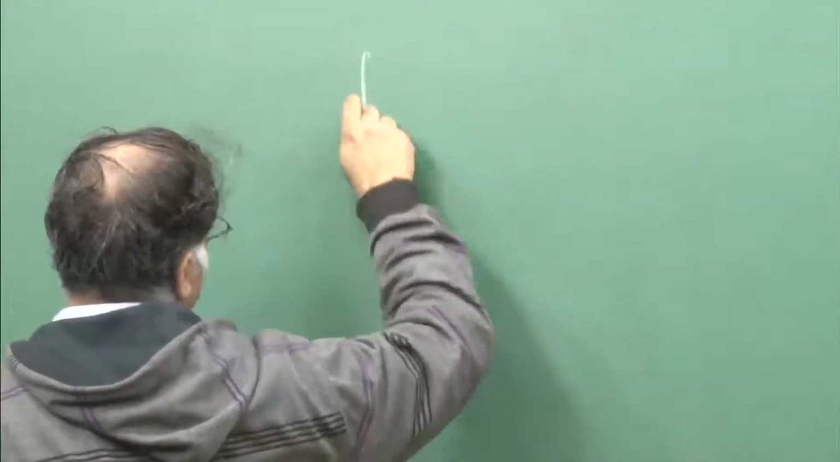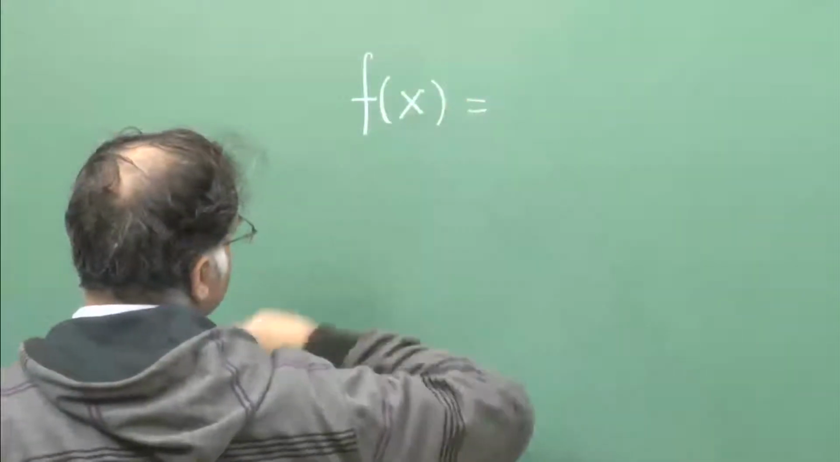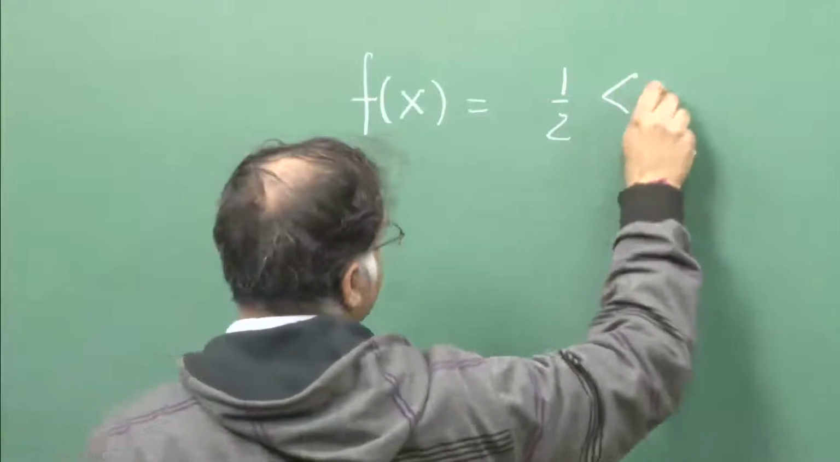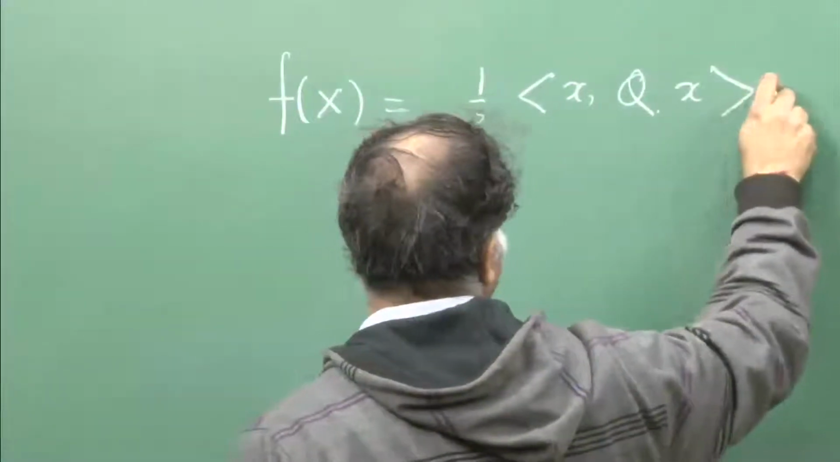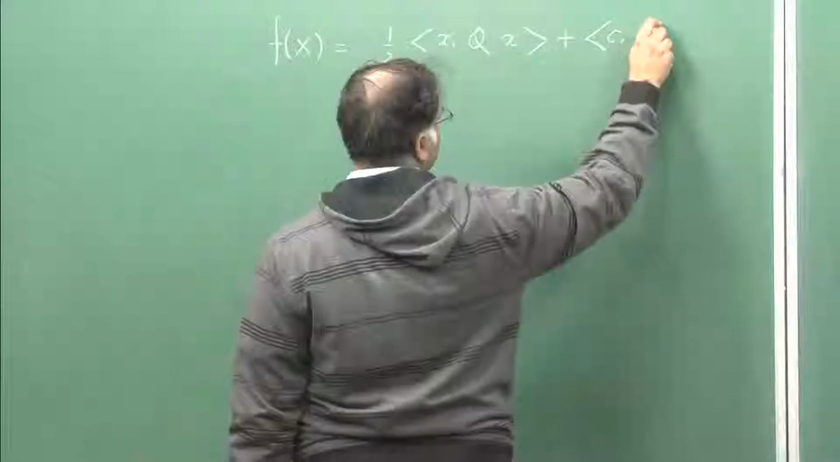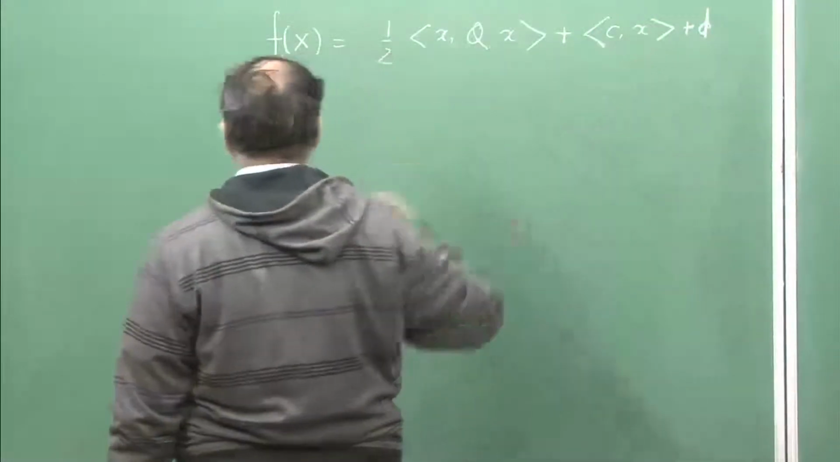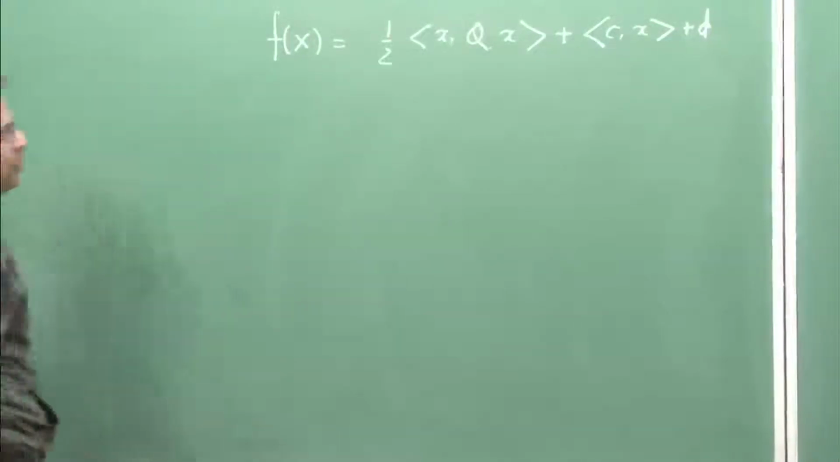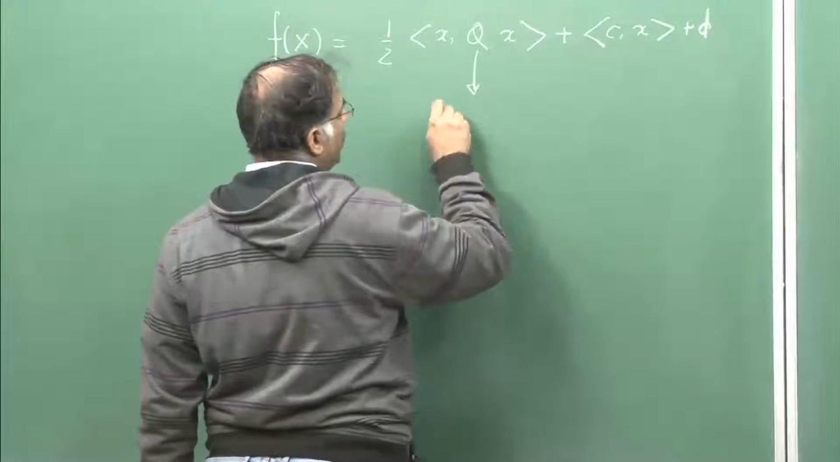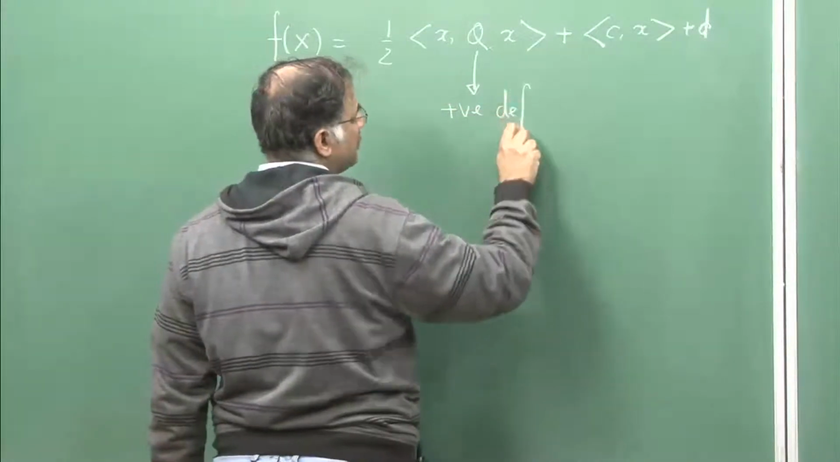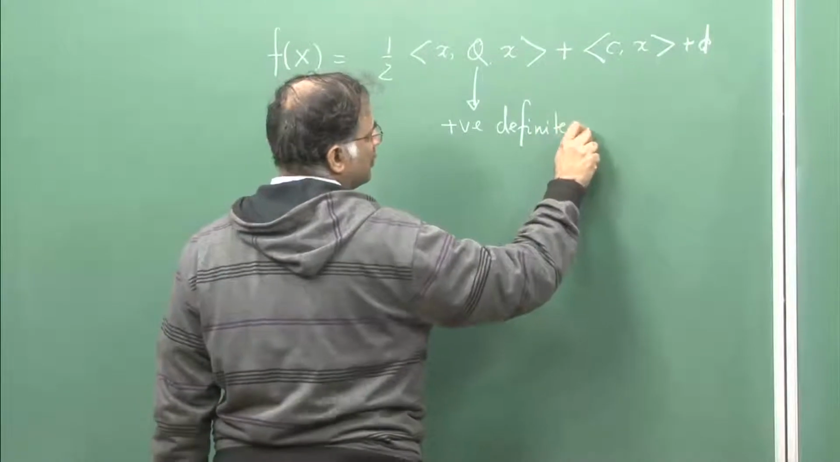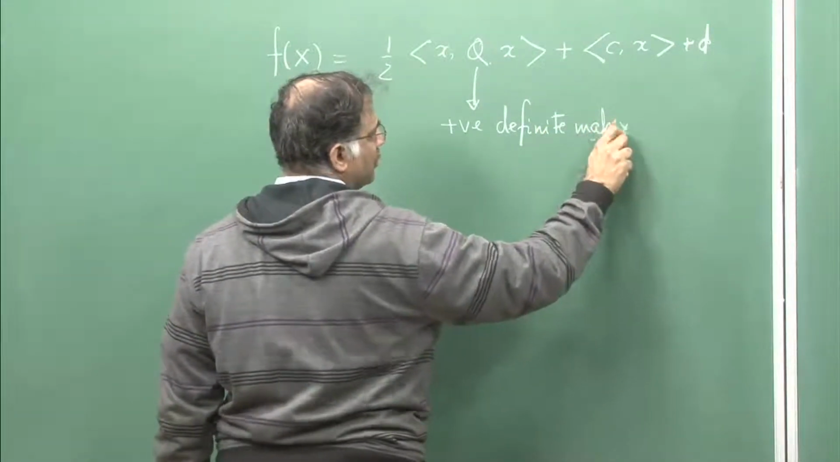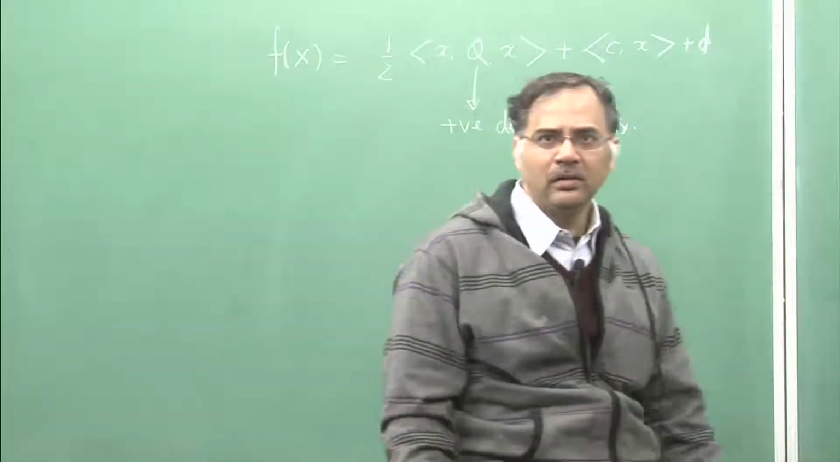But I begin with trying to give you a solution for this problem, where I said that if you have a function f(x) given like this, where it is a quadratic function with Q being a positive definite matrix.